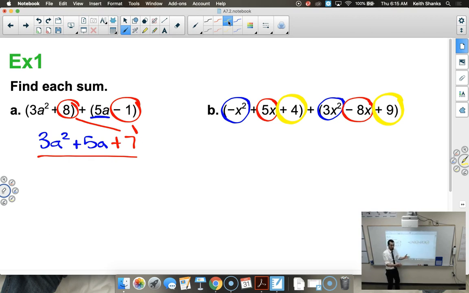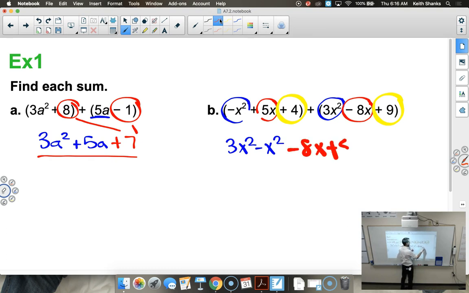So I can think of it like this: my blue things, I need to do those. So 3x squared minus x squared. I'm just going to write all these out here. Negative 8x plus 5x and 4 plus 9. That's a way just to rewrite it, putting together the things that need to go together. And now I can simplify a little bit by actually doing the math here. This would be 2x squared.